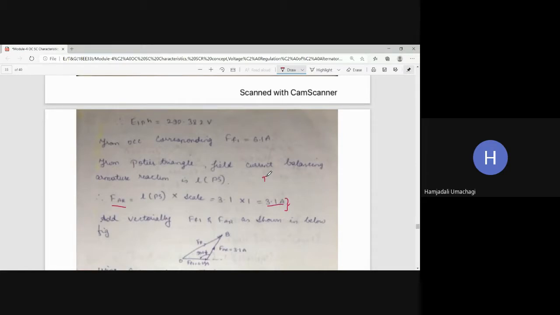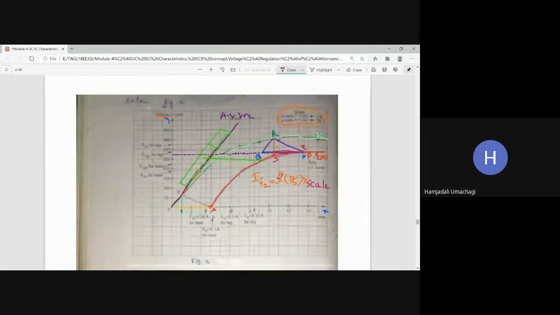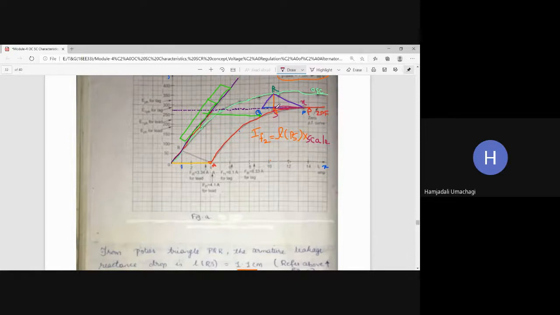So I know the IF2 value, and it will remain constant for all the different power factor conditions. For the next case the power factor condition is 0.8 lead, as they have given. There also this IF2 will remain the same, because I am getting the IF2 value from the Potier triangle. This IF2 value as well as the IA into XL value will remain constant for any of the given power factor conditions. This will not change. IF2 you have calculated from the Potier triangle, that is the length of PS, and IA XL you have calculated from the Potier triangle, that is the length of RS multiplied by scale.